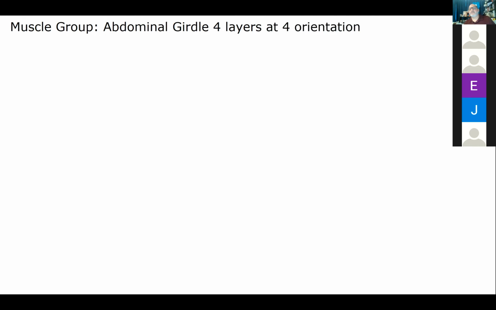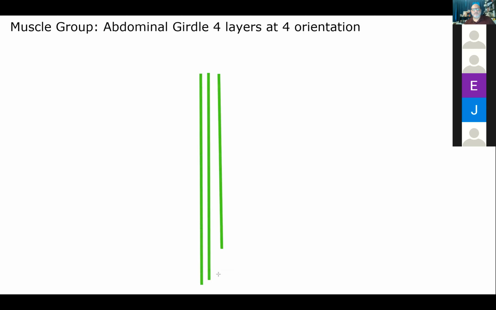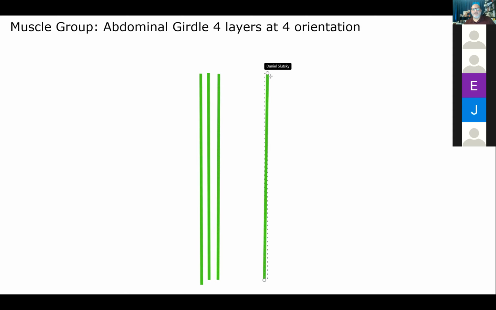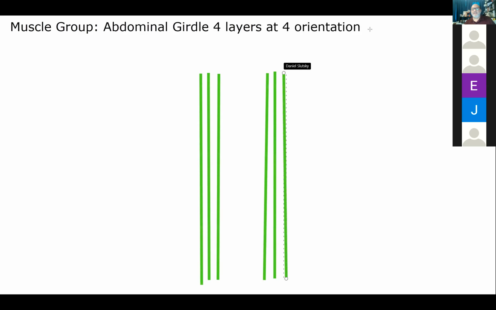Let's start easy. One of the sets of muscles that we have in our abdominal girdle are a set of muscles that run vertically. And like many muscles, they're paired. We have them on both sides. So we have these long, straight, vertical muscles.